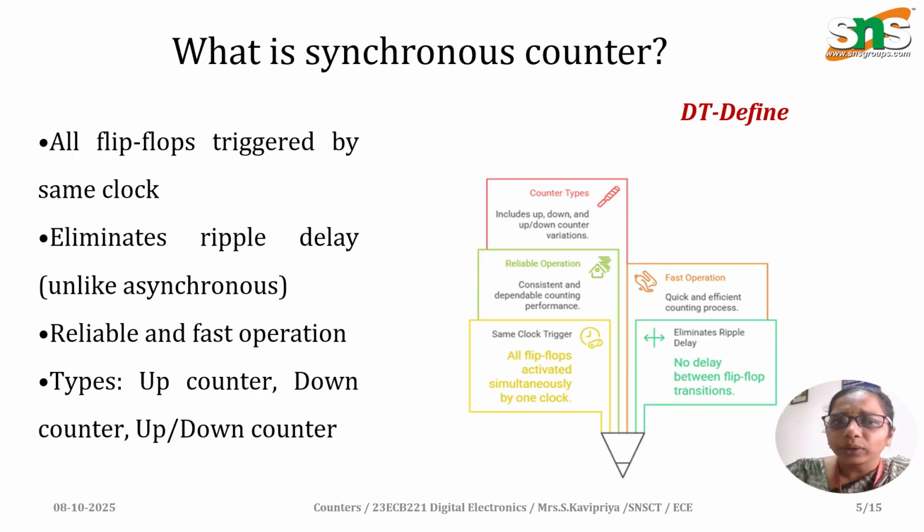Among the counters, what is a synchronous counter? A synchronous counter has a number of flip-flops, and each and every flip-flop is triggered by the common clock pulse. This eliminates the drawback of the asynchronous counter, where we don't have a common clock pulse, which leads to delay. So compared to the asynchronous counter, synchronous counters are faster and more reliable. The types of synchronous counters are the synchronous up counter, down counter, and up down counter.